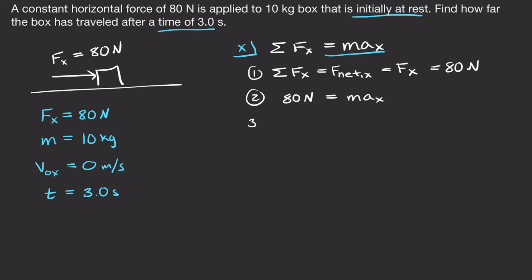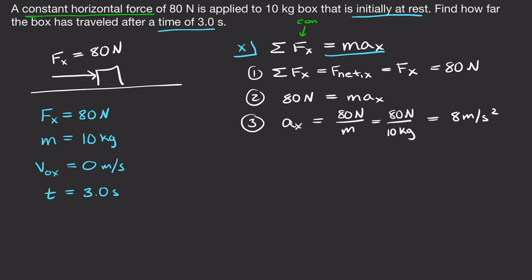And we want to find the acceleration, so our third step is to solve for what we want. So we're going to take 80 newtons and divide by the mass, or 80 newtons over 10 kilograms. That's pretty easy. That's 8 meters per second squared. Okay. Now the problem said that this is a constant force, and since it's the only force acting, a constant force will produce a constant acceleration. And when our acceleration is constant, that means we get to use our kinematic equations.